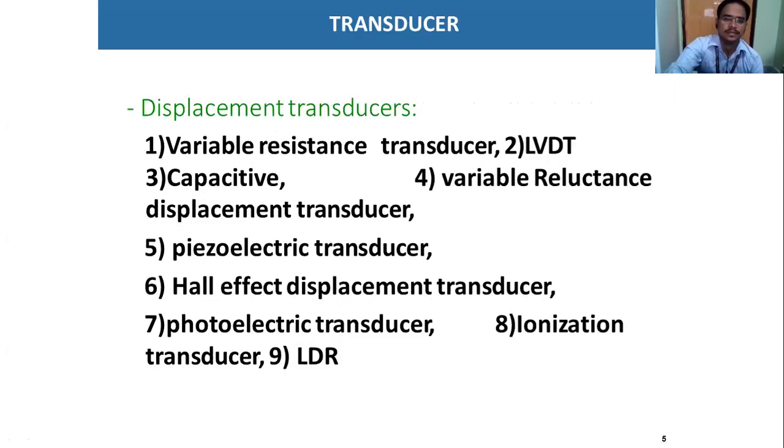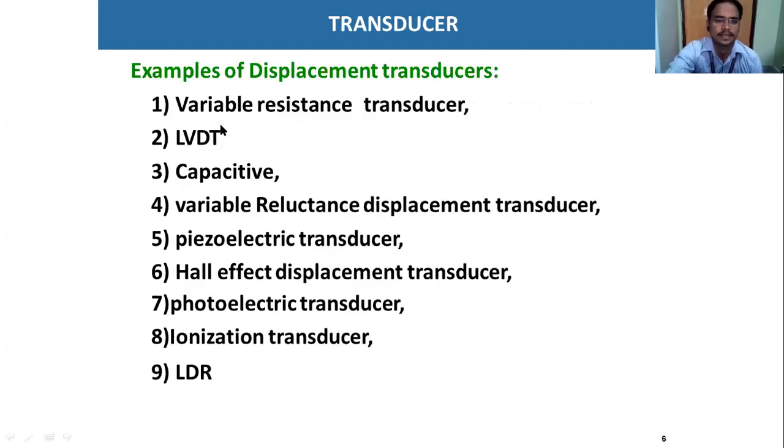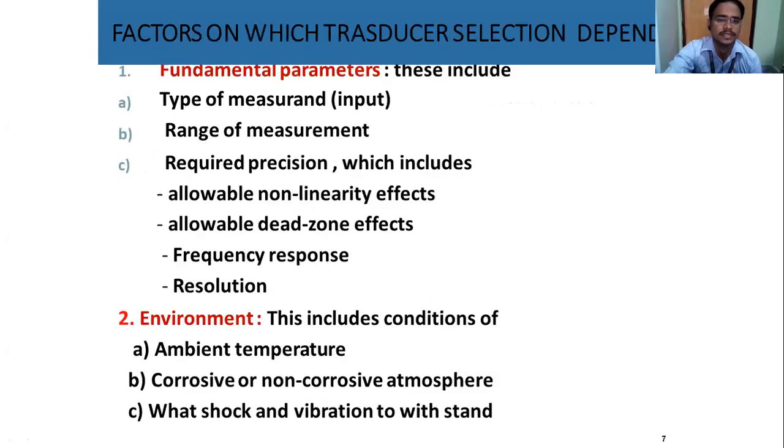Now, types of transducers. There are varieties of types. Based upon the functionality, we have displacement transducers. These are the types. Pressure measuring transducers will also be there. So based upon the functionality, the transducers are of different types. Next, examples of displacement transducer.